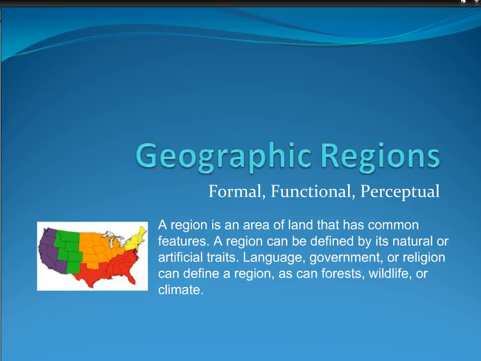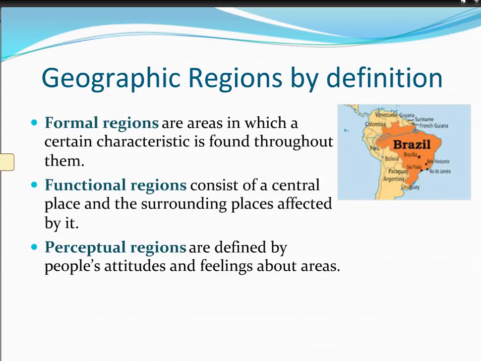Regions are basically broken down into component parts. These parts are called formal regions, functional regions, and perceptual regions. Formal regions are areas in which a certain characteristic is found throughout that region. So Brazil is a formal region.